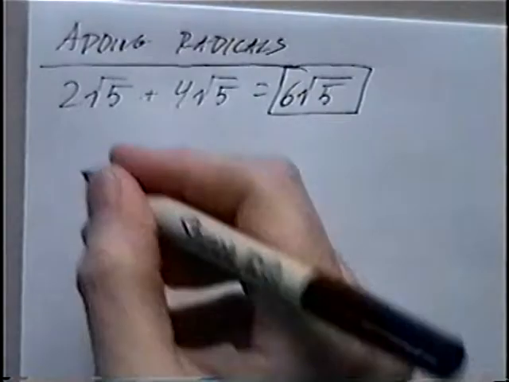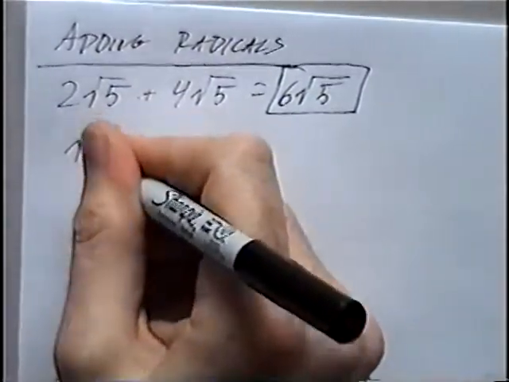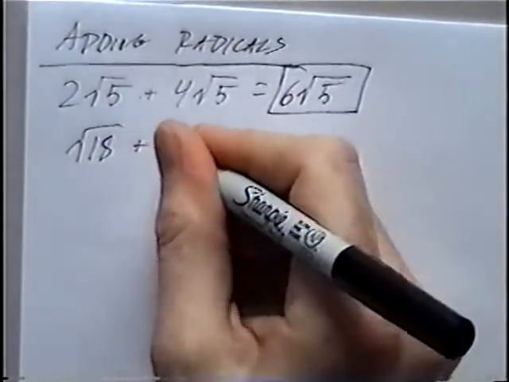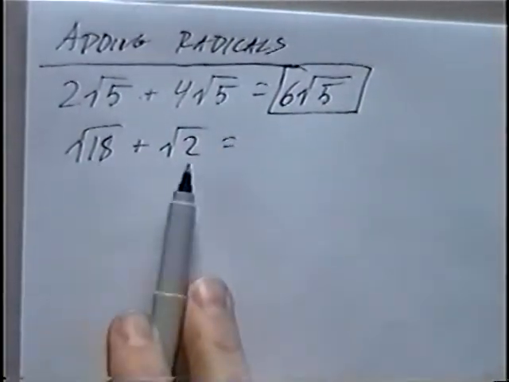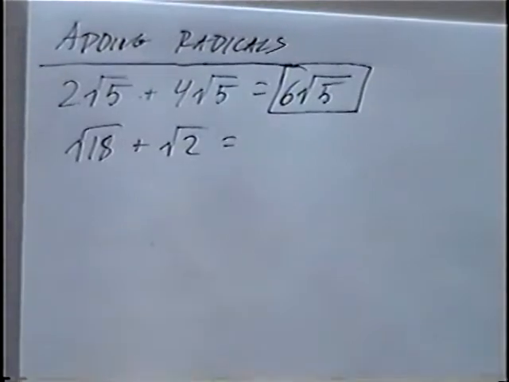Second question, and last question for the section. Radical 18 plus radical 2. This time the numbers underneath the square root or radical are different, so what we have to do is change one or both of them.